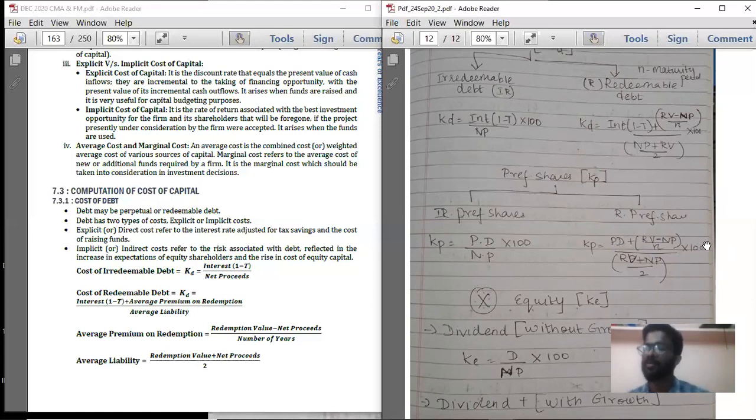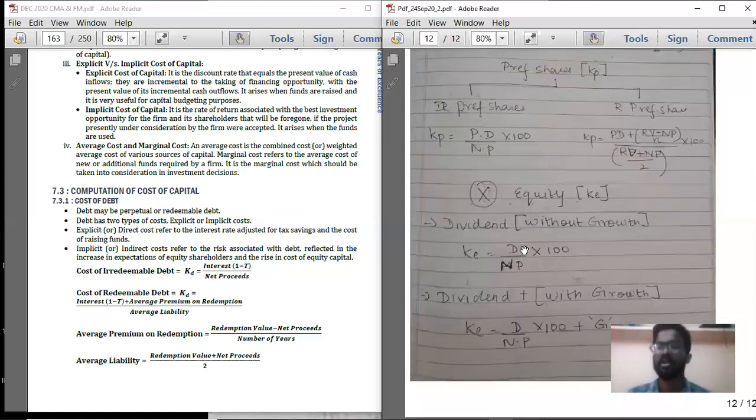If they are giving redeemable preference shares, then you should calculate the cost of preference shares using the redeemable formula. Whereas if they are giving irredeemable preference shares, you should find it using the irredeemable preference shares formula. Ultimately, what they are asking us to find is the cost of capital. Cost of preference shares, cost of debt, cost of equity, they will ask us to find in the problems.